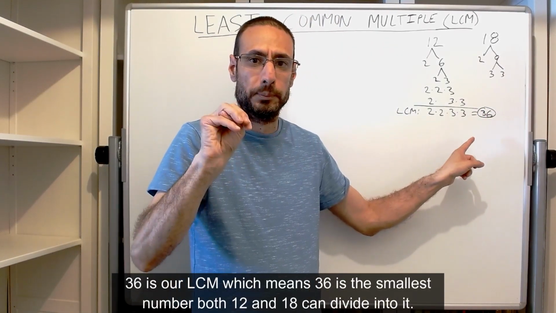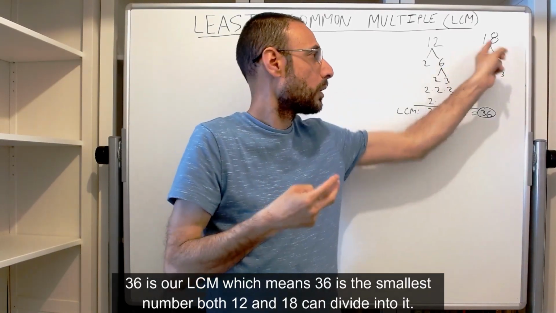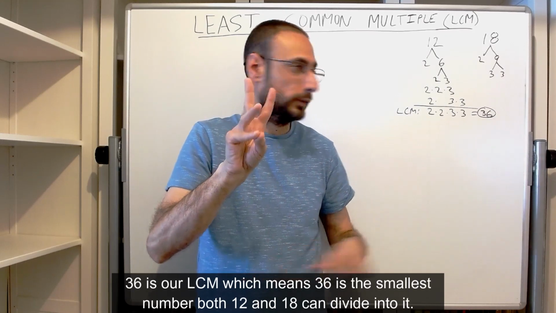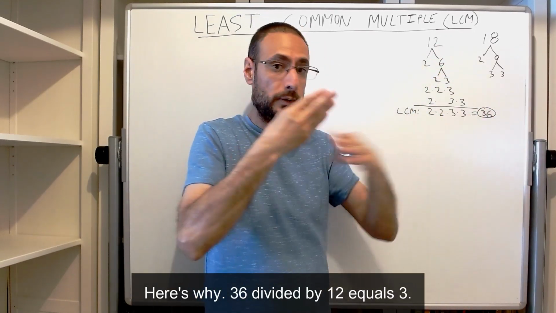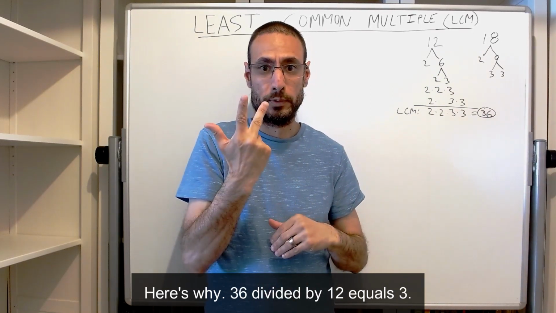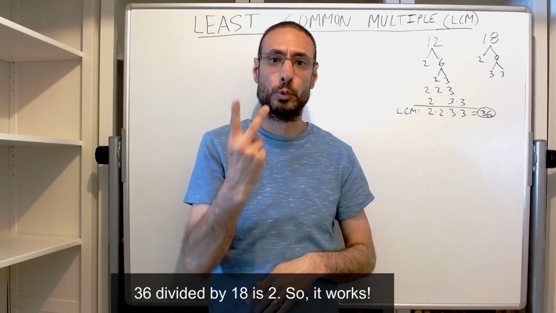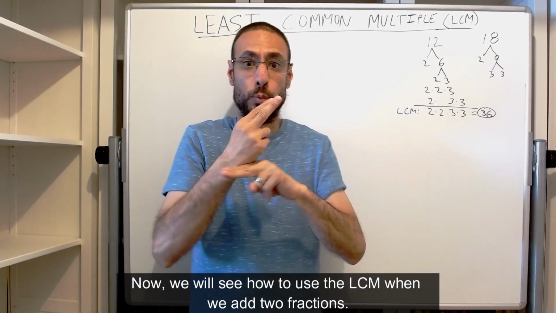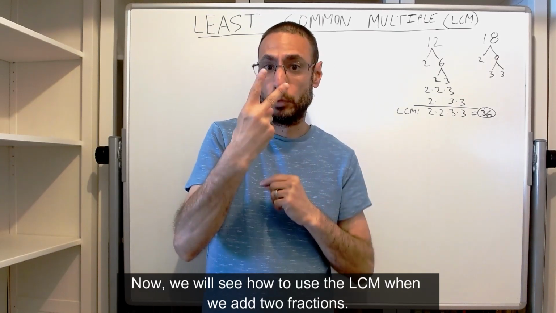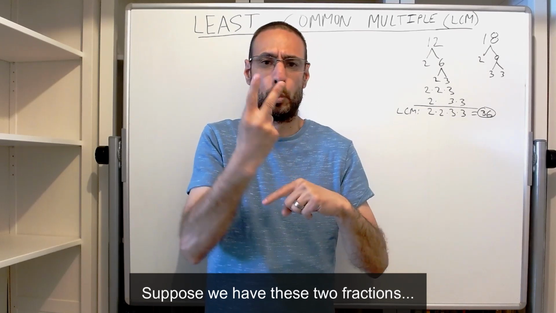36 is our LCM, which means 36 is the smallest number that both 12 and 18 can divide into. Here's why: 36 divided by 12 equals 3, and 36 divided by 18 is 2. So, it works. Now, we will see how to use the LCM when we add two fractions. Suppose we have these two fractions.